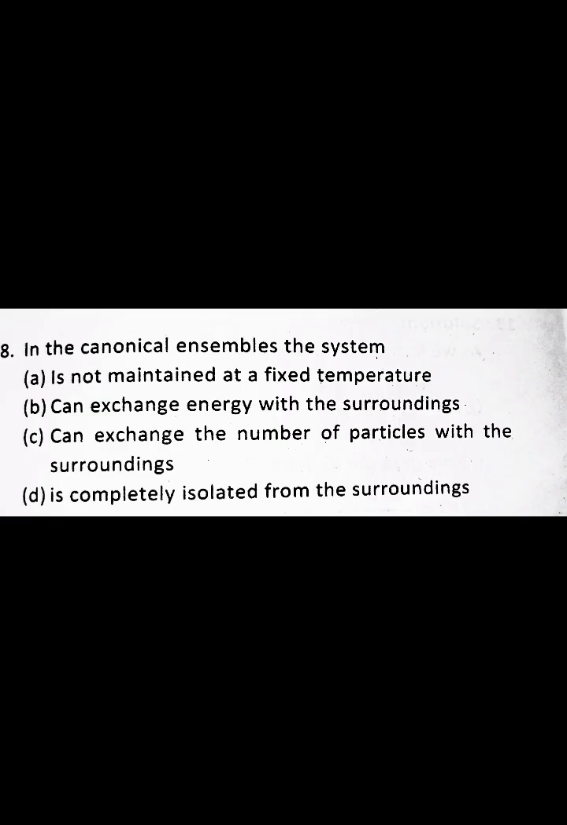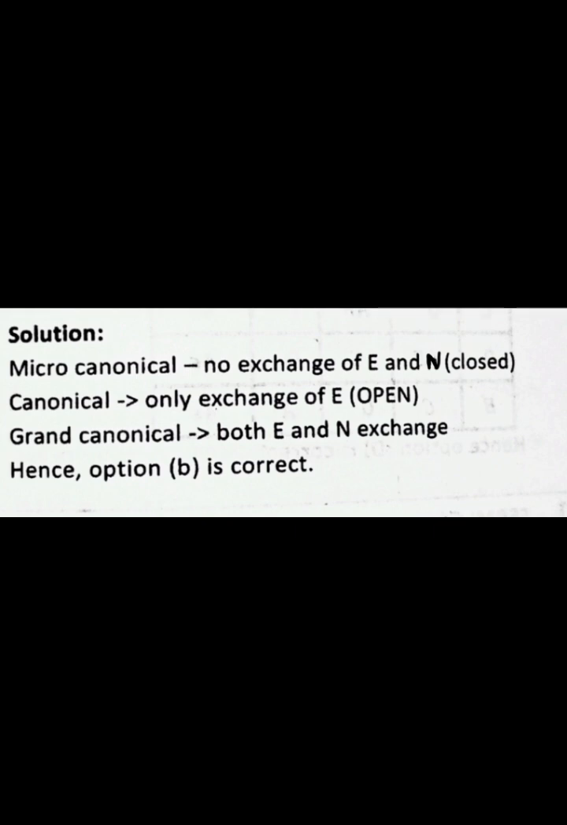Next question is, in canonical ensemble, the system. In the microcanonical ensemble, there is no exchange of energy and number of particles. That means it is a closed system. Then for a canonical system, there is only exchange of energy. So this is the open system. Then for the grand canonical system, both energy and the number of particles are exchanged.